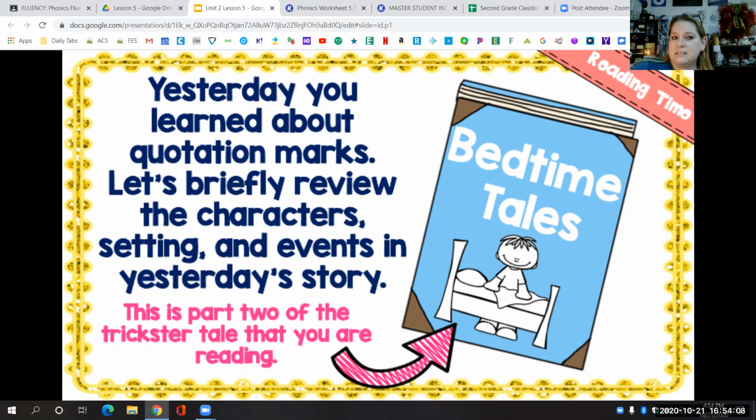So Pete decided to take the bet, to take the challenge, but he didn't have a frog. So Big Jim said, "Here, hold my frog while I go get you one." And then that's where the story ended because Mike fell asleep. So this is going to be part 2 of our trickster tale that we are reading.